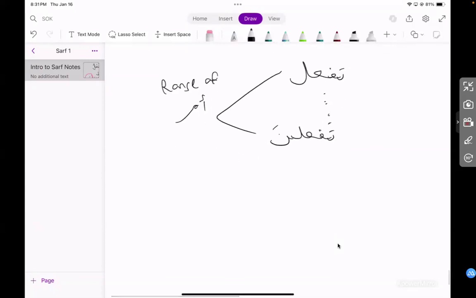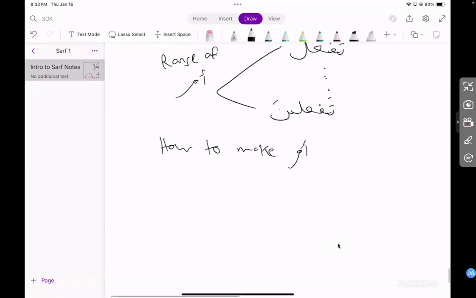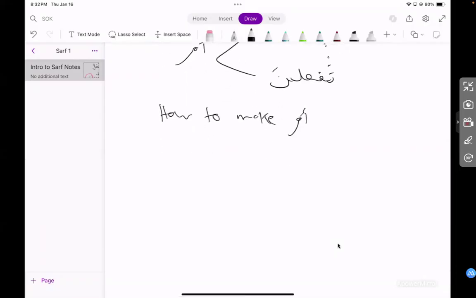How did we make amr? If you look back at the steps.